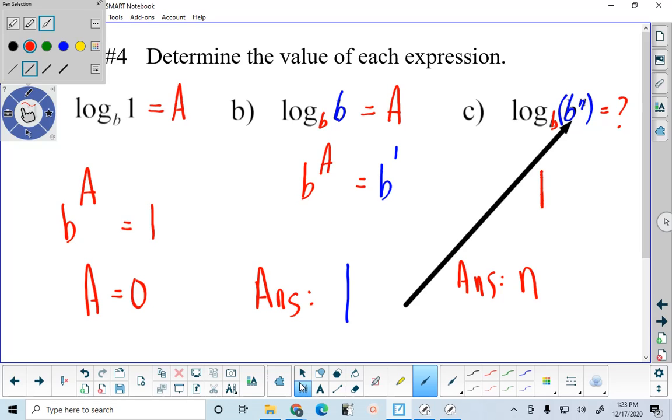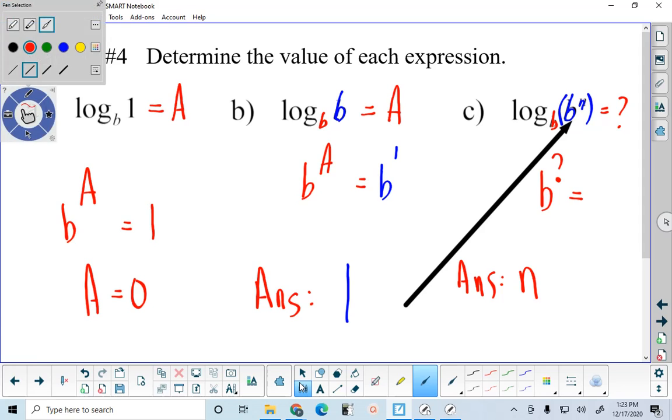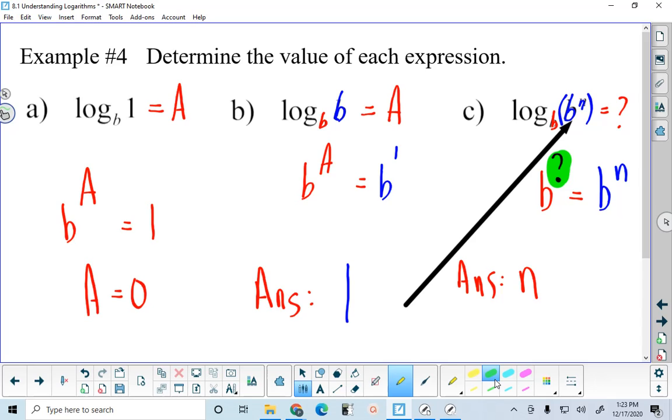We're saying b raised to some exponent that we have to find is equal to the argument of the logarithm, which is b to the n. So what do I put here to make this a true statement? Well, I put n there. So log base b of b to the n is n.